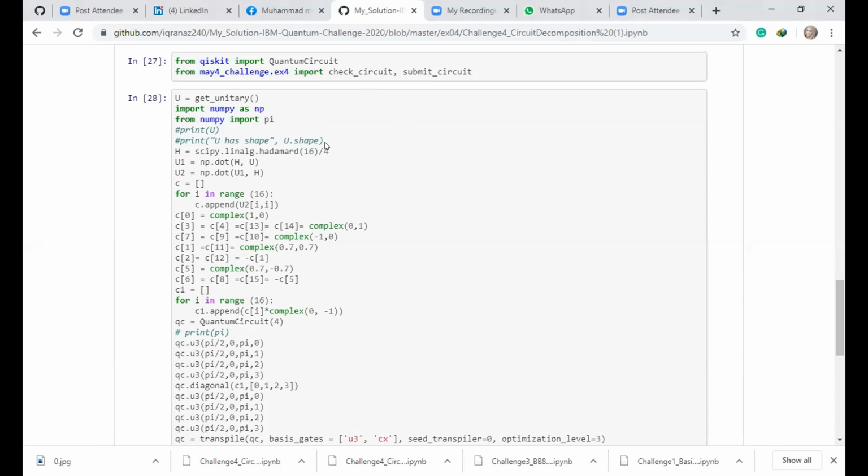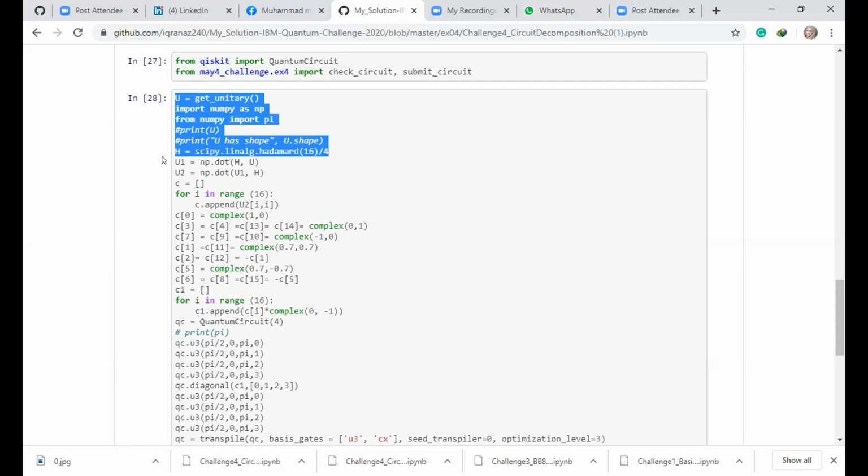Then we have imported SciPy to form a Hadamard matrix. Basically, we can't use a Hadamard gate over here because we are using a matrix, so we can multiply a matrix directly. So we used the Hadamard matrix. We just got the Hadamard matrix from SciPy, and we imported linear algebra, and then got the Hadamard matrix this way. You can see it.